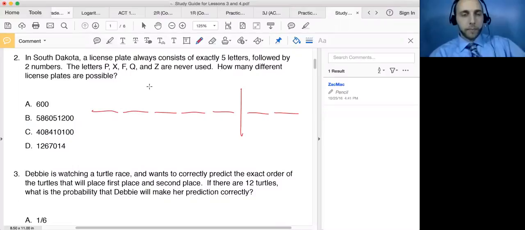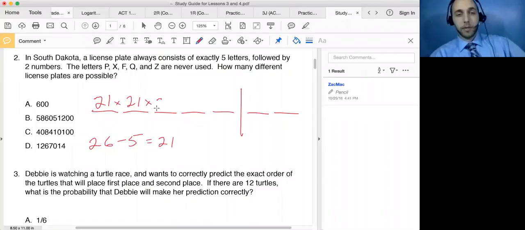So how many letter choices do we have each time we choose a letter? We have 26 letters in the alphabet minus 1, 2, 3, 4, 5 letters that we're never using. So that'd be 21 letters to choose from every time. And we can repeat letters because it doesn't say that we can't. So we're just going to have 21 times itself 5 times. 21 choices with each letter that we choose.